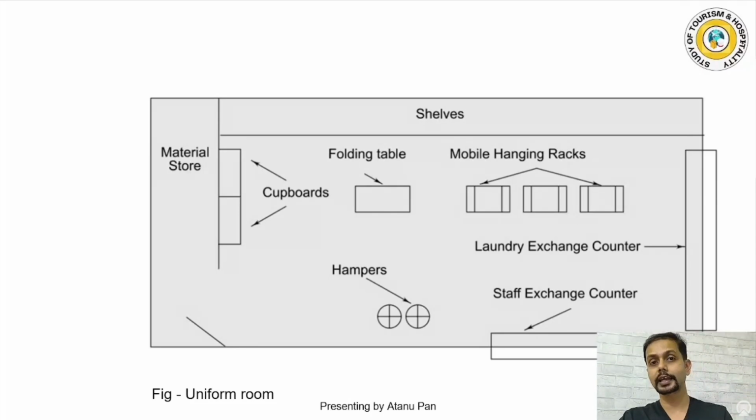Mobile hanging racks: a mobile hanging rack is a rotating rack. There we keep the washed uniforms which we cannot fold and have to hang, for example blazers or shirts. Those which cannot be folded are hung in the mobile hanging rack, which is movable, so whatever we want to find, we can just pull it out and take it. The rest of the things are the same, like the laundry exchange counter for exchanging uniforms and linens, and the staff exchange counter from where the staff will exchange their uniform.